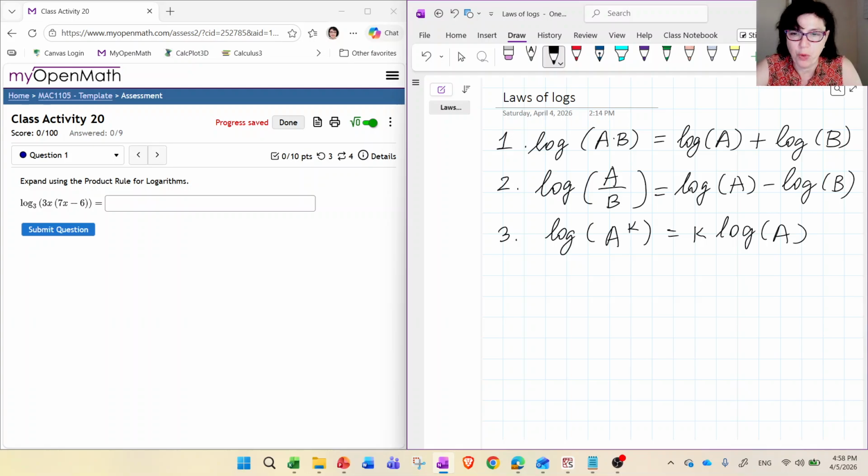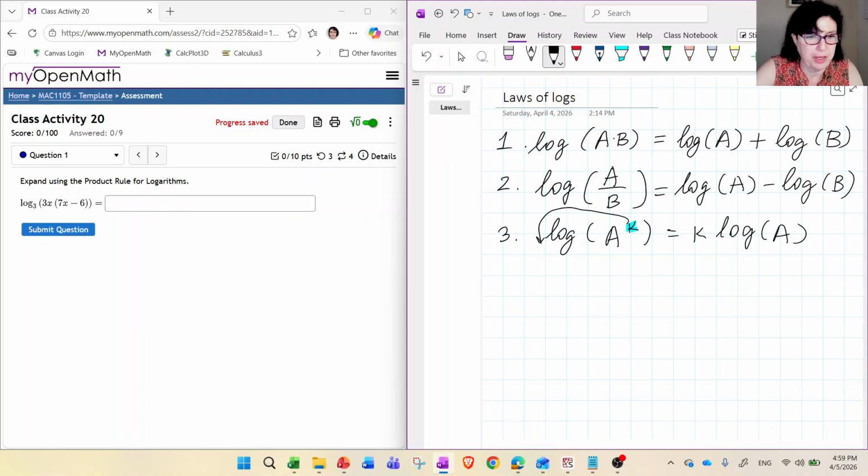Finally, we have the power property, where this power right here just jumps to the front. So it's no longer in the log, it's just going to be a number multiplied by the log of A. All right, so sometimes we use these properties from left to right, and that is when we want to expand logs. But sometimes we want to condense logs, then we use the other side. So you would start with the right-hand side and go to the left-hand side. So it depends on what you need.